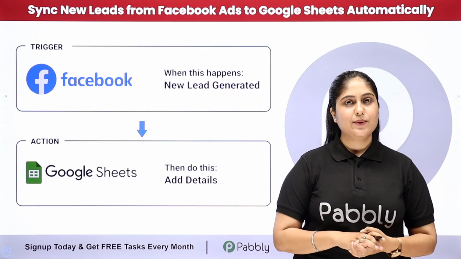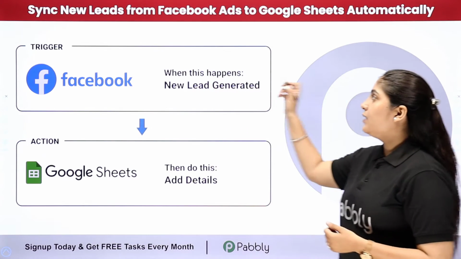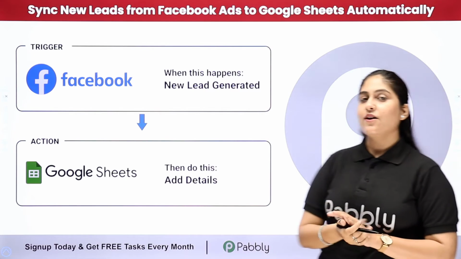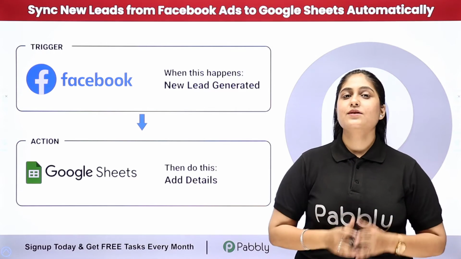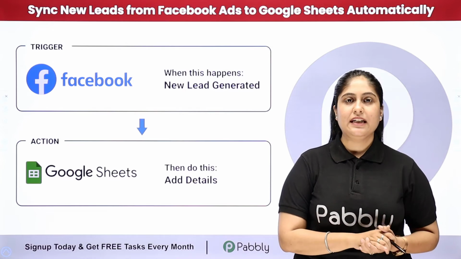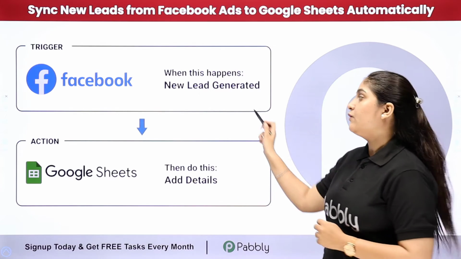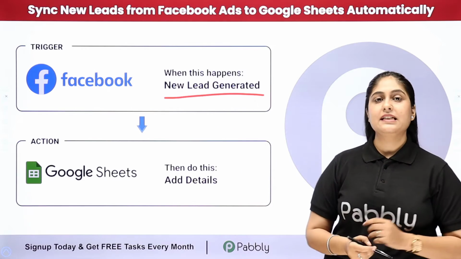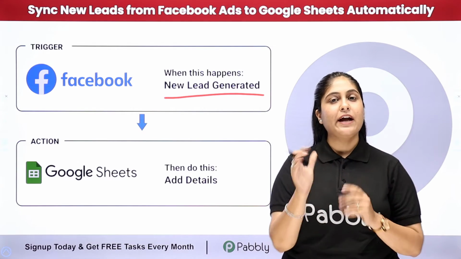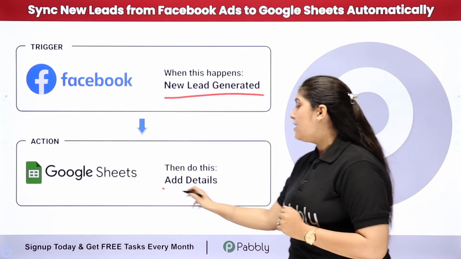In this video, we are going to understand how to sync new leads from Facebook ads to Google Sheets automatically. So as a business owner, I am running some new Facebook lead ads over here. And here my objective is that whenever I receive a new lead from my Facebook lead ad, then automatically all the lead details should be added over here in my Google Sheets as a new row.